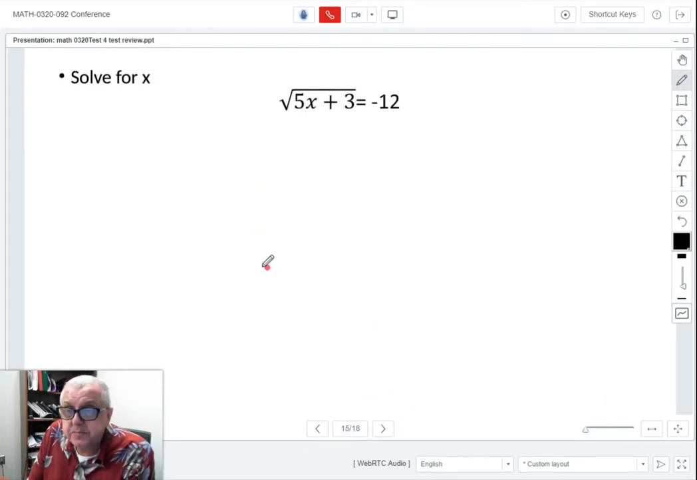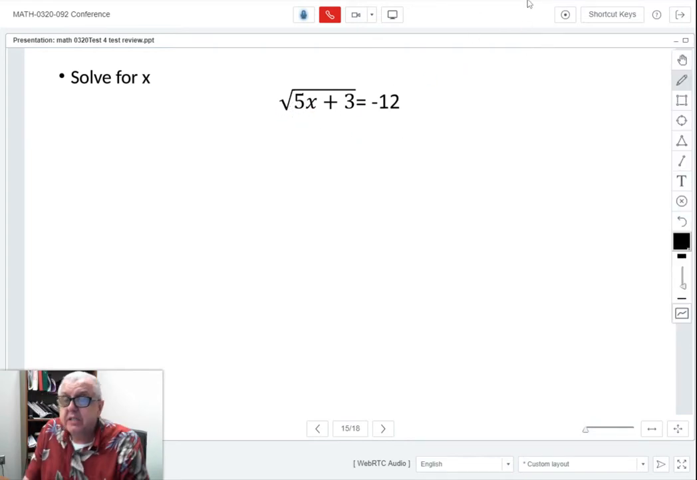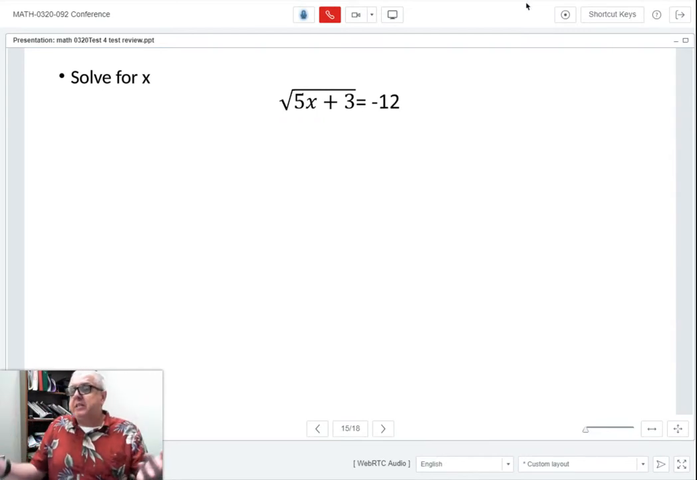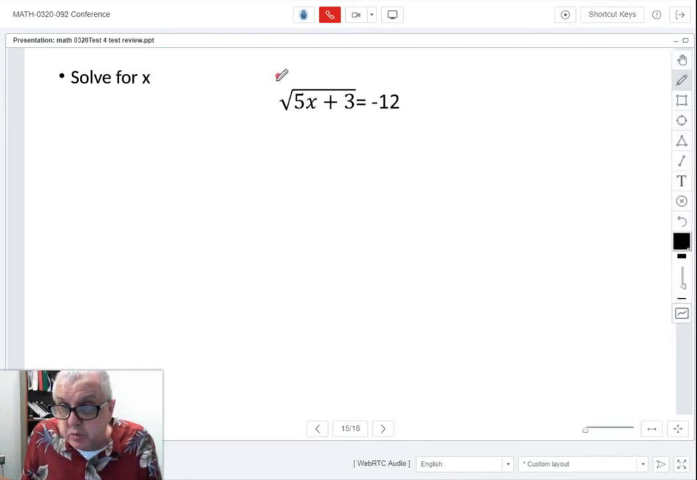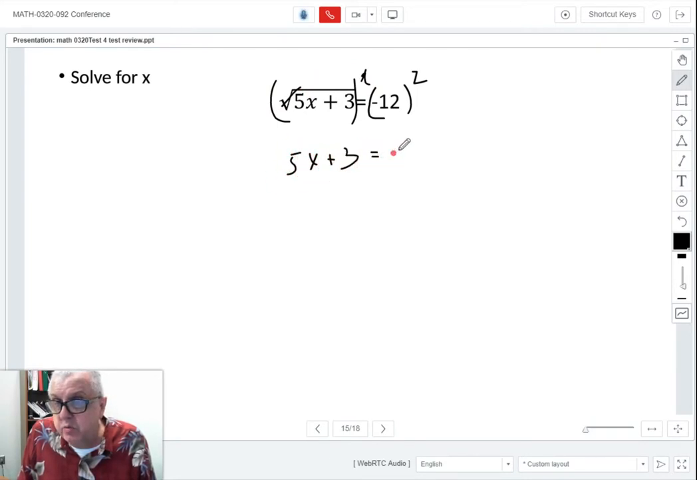Solve for x. If you notice here, you should be able to spot this right away. I'm not going to mention it, but this is how I would do it. Get the radical by itself like we did before, and then square both sides. Square root and square cancel. Negative 12 times negative 12 is 144.